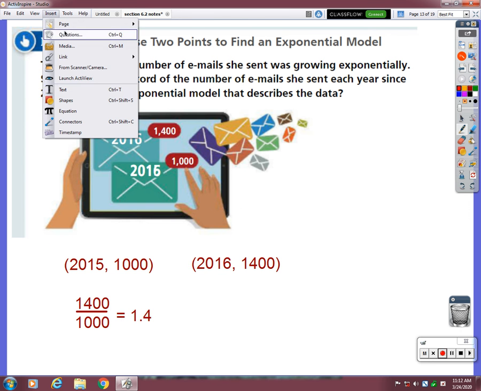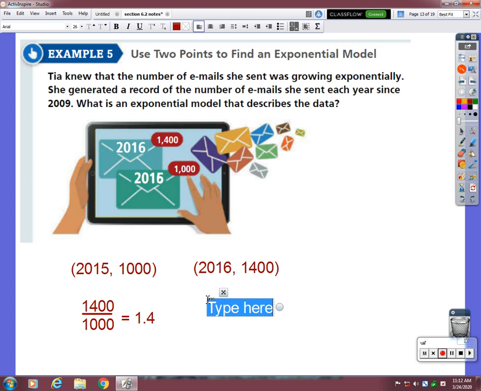So then if we take the general form of an exponential, which is y equals a times b to the x, what we just figured out is that b equals 1.4. So what we can do now is substitute that value back in for b, and then use either one of these points to solve for a. It doesn't matter to me. Let's take 2015 because 1,000 is an easier number than 1,400. So I'm going to put 1,000 in for the y.